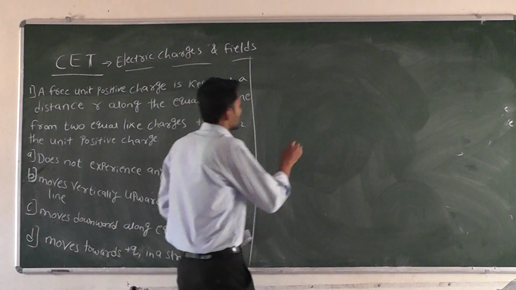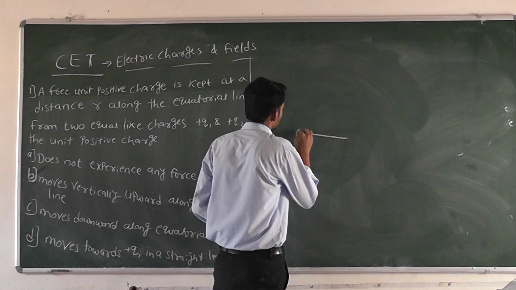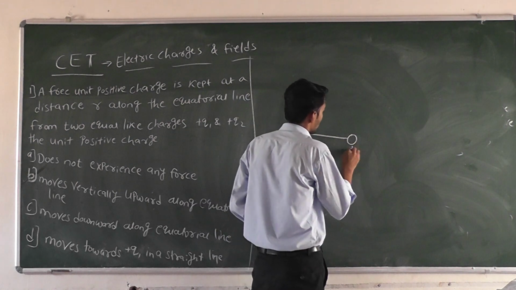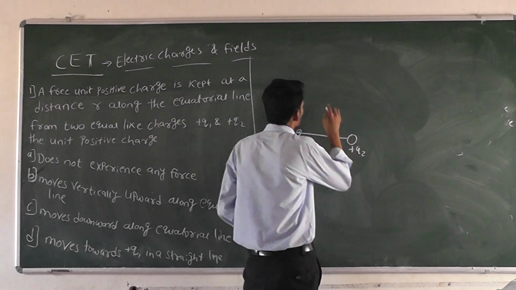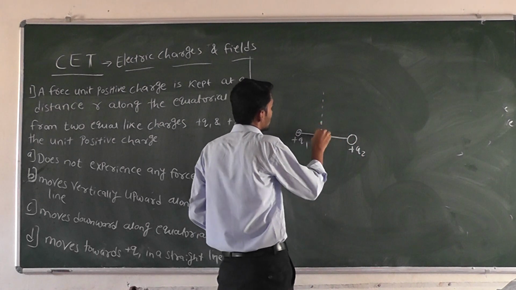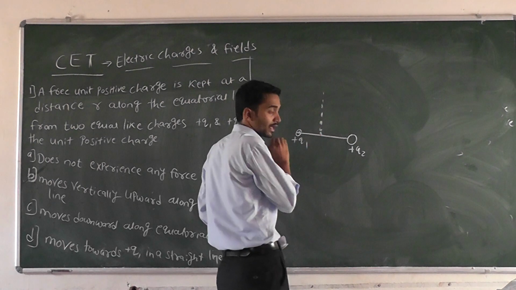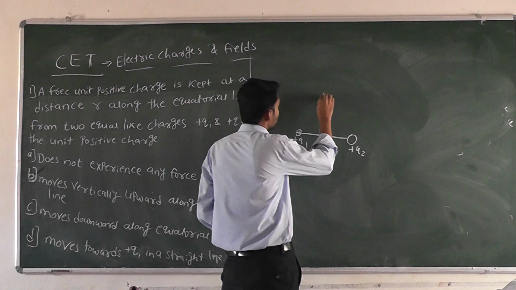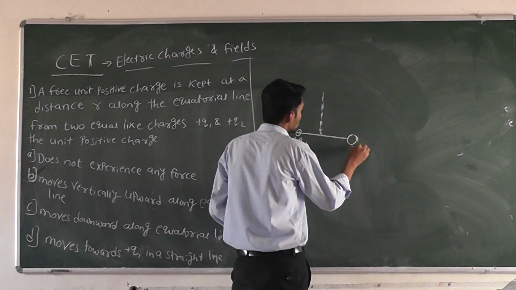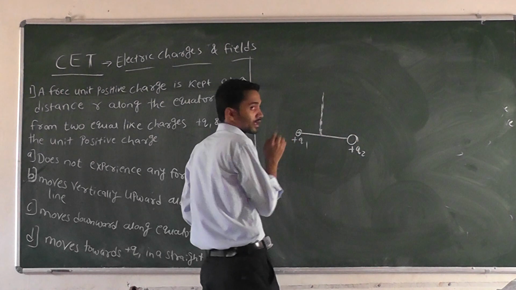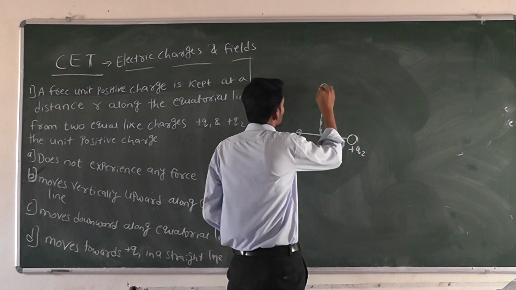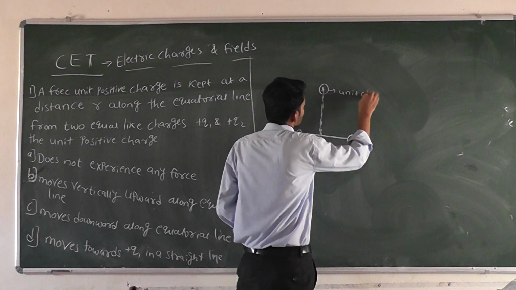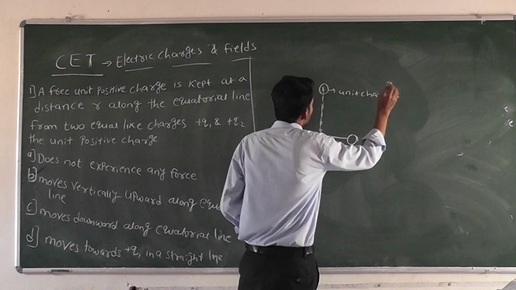So first we have to take two charges, plus q1 charge and plus q2 charge. You may all know the theory related to axial line and equatorial line. Equatorial line means we draw a perpendicular line joining between these two charges. So we call it the equatorial line. Now we place a unit charge.